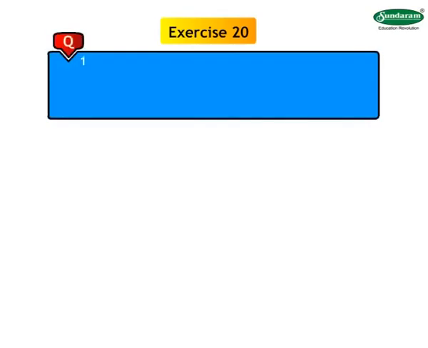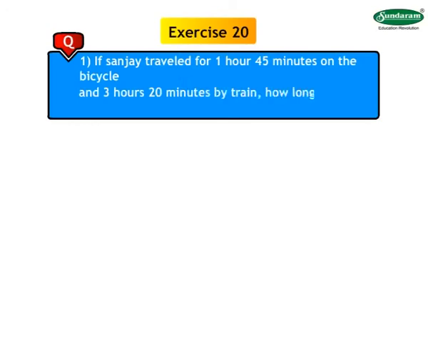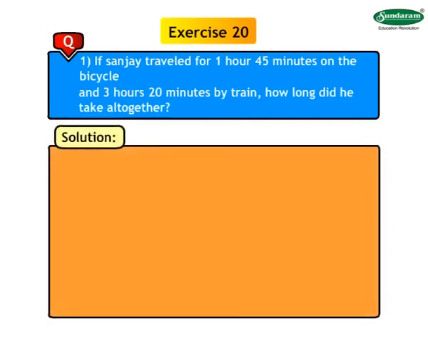Let us solve a few word problems from exercise 20, which involves both addition and subtraction of hours and minutes. 1. If Sanjay travelled for 1 hour 45 minutes on the bicycle and 3 hours 20 minutes by train, how long did it take altogether? Solution. Hint. Since altogether is used, we should add the hours and minutes. Frame appropriate statements according to the given data.